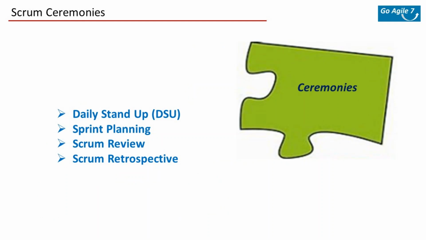Scrum has 4 ceremonies. Basically, these are nothing but meetings. The first time when you start learning, people think this is some big technical term and there's a definition and you've got to understand. Nothing like that. It's just a set of meetings that we call Scrum ceremonies. There are 4 such meetings and collectively we call them Scrum ceremonies.